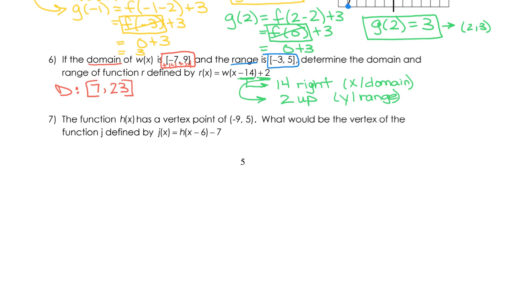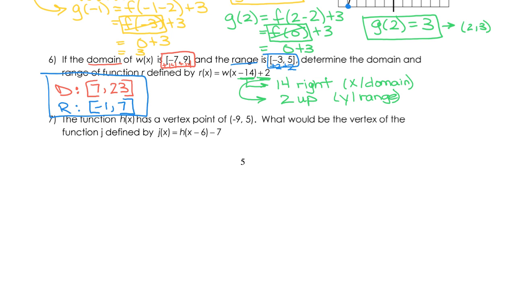Our range. Well, this graph got all shifted up 2. So no longer is it going to be at -3. It's going to go up 2 from there. 5 is no longer going to be the maximum. It's going to be 2 up from there. So your new range will be -3 plus 2, which is -1, and 5 plus 2, which is 7.